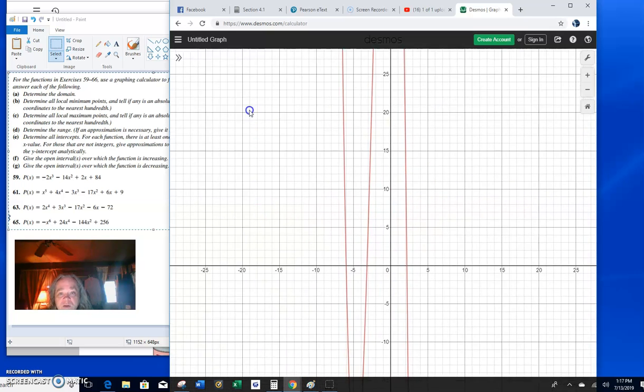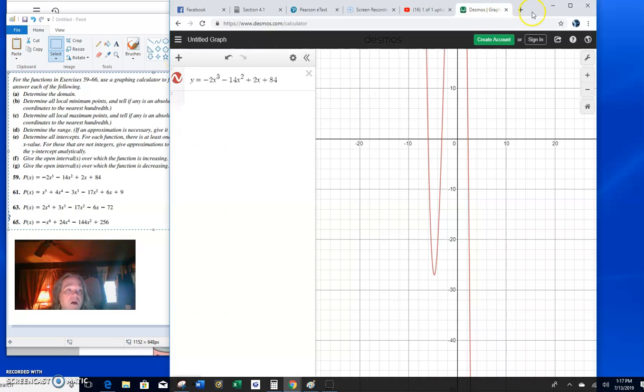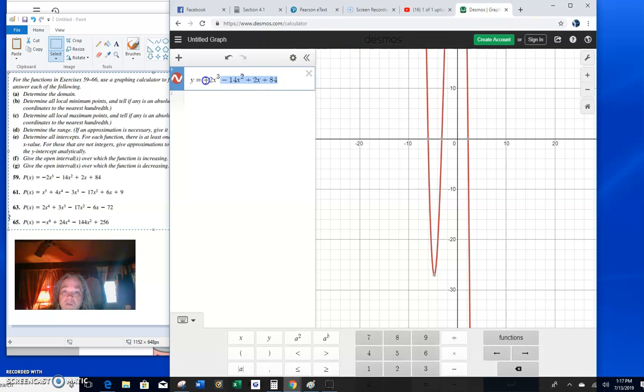So Desmos is a pretty neat website to use to find all of this information. Let's look at another function. Number 63.